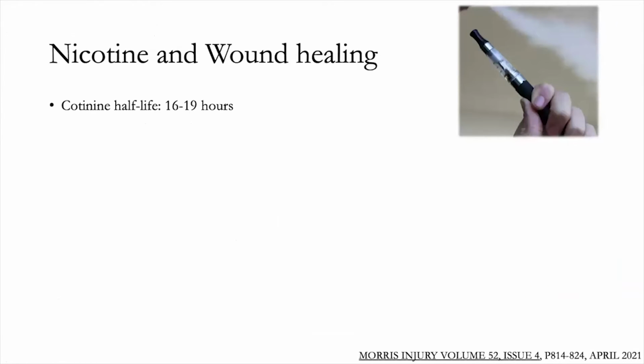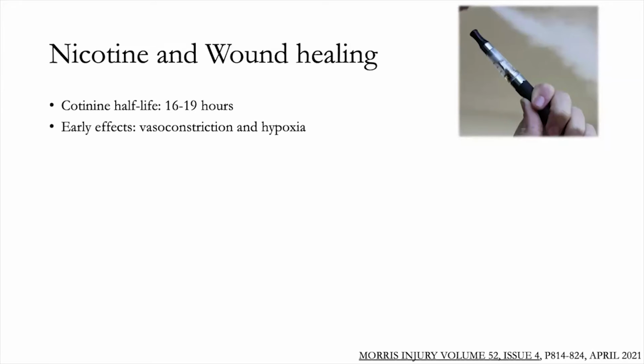So cotinine's half-life is about 16 to 19 hours. If you choose to implement in your practice checking a urine cotinine level, then the patient would have to have smoking cessation for probably about a week. Some say 2 weeks, but probably about a week in order to be completely cleared.